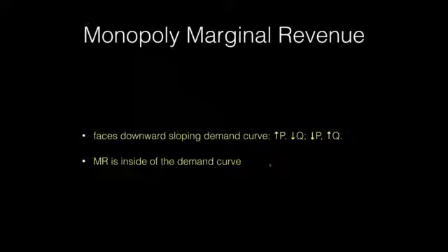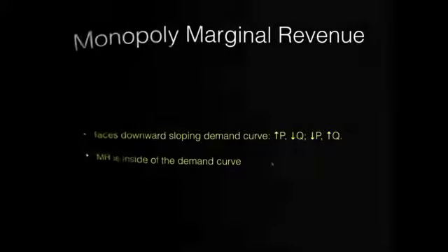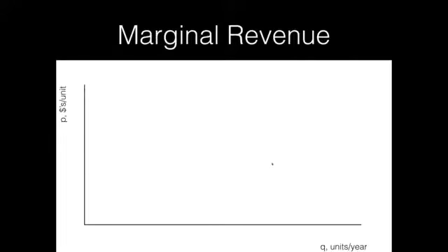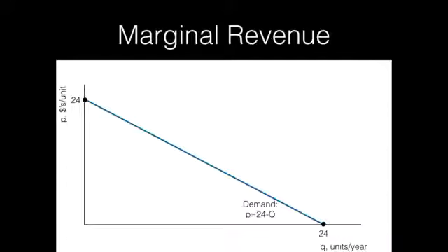So realize that because you have a downward sloping demand curve, the marginal revenue curve is inside of the demand curve. So let me actually draw this for you. Here we have a demand curve, and this inverse demand curve is where price is equal to 24 minus Q. So for example, if I wanted to know where this point is, I would just substitute in 0. So what's the price at a quantity of 0? It's going to be equal to 24. And at a price of 0, what is the quantity going to be? It's also going to be equal to 24.